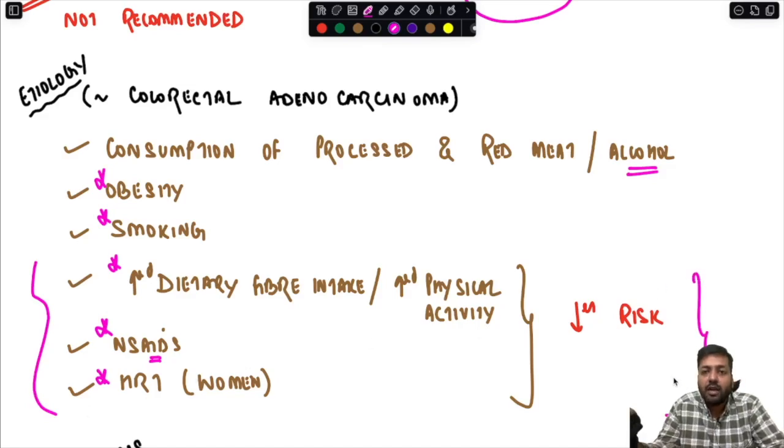So consumption of processed and red meat and alcohol, obesity and smoking increase the risk, whereas increased intake of dietary fiber, increased physical activity, use of NSAIDs and HRT therapy in women decrease the risk of such polyps.